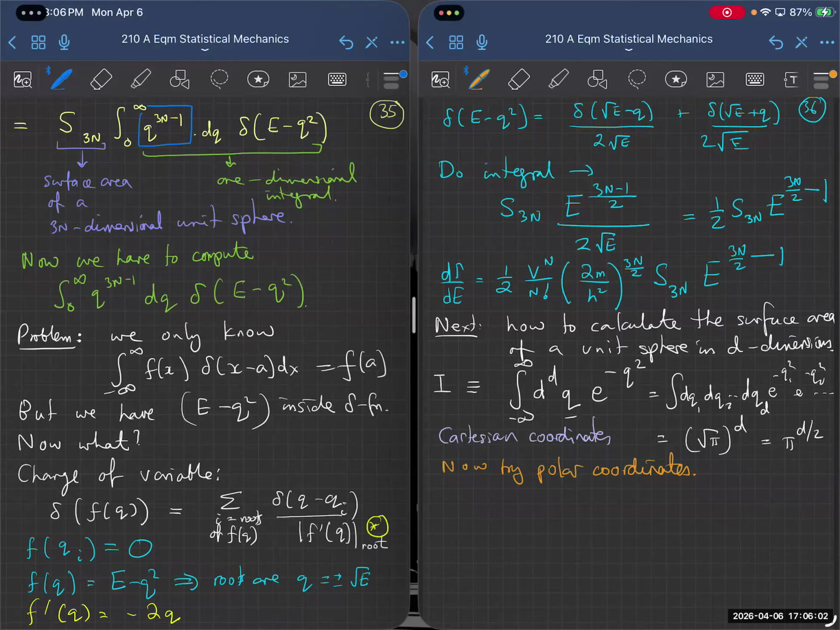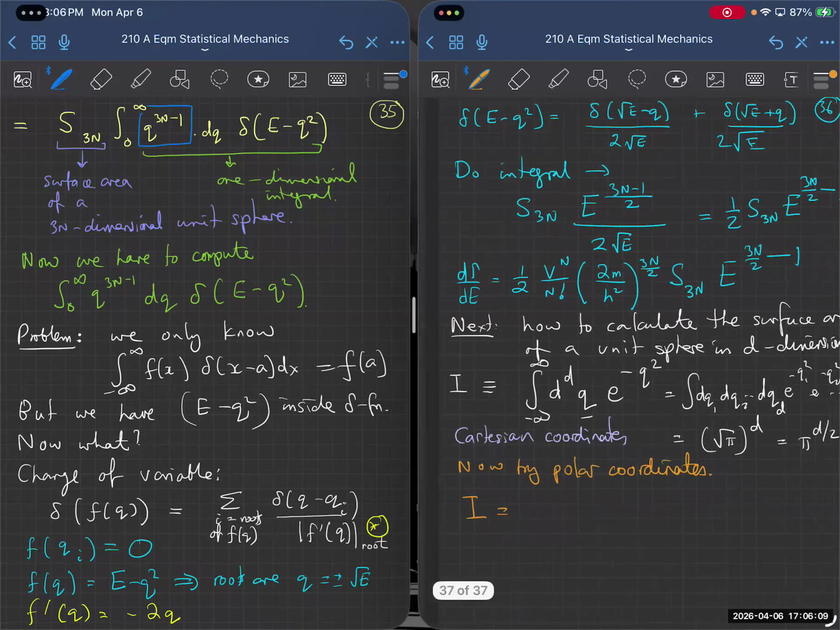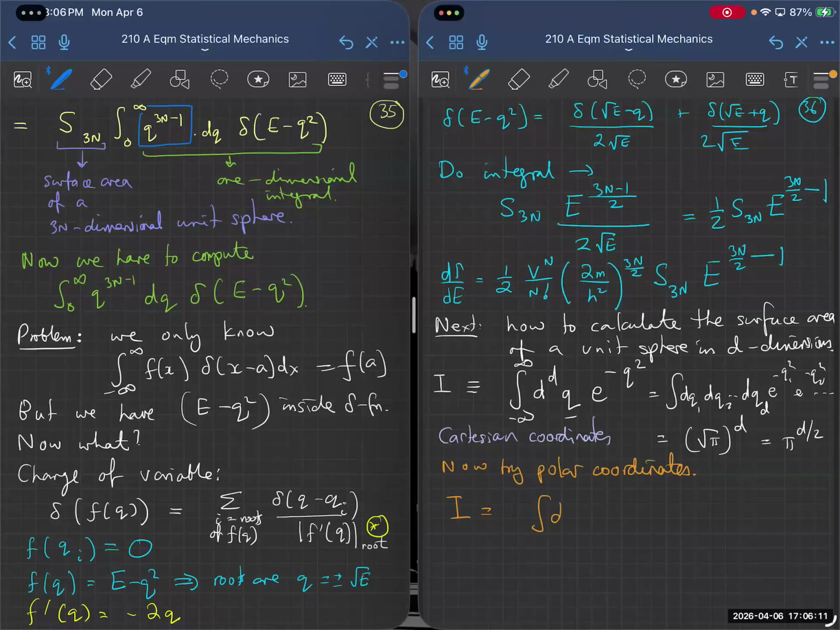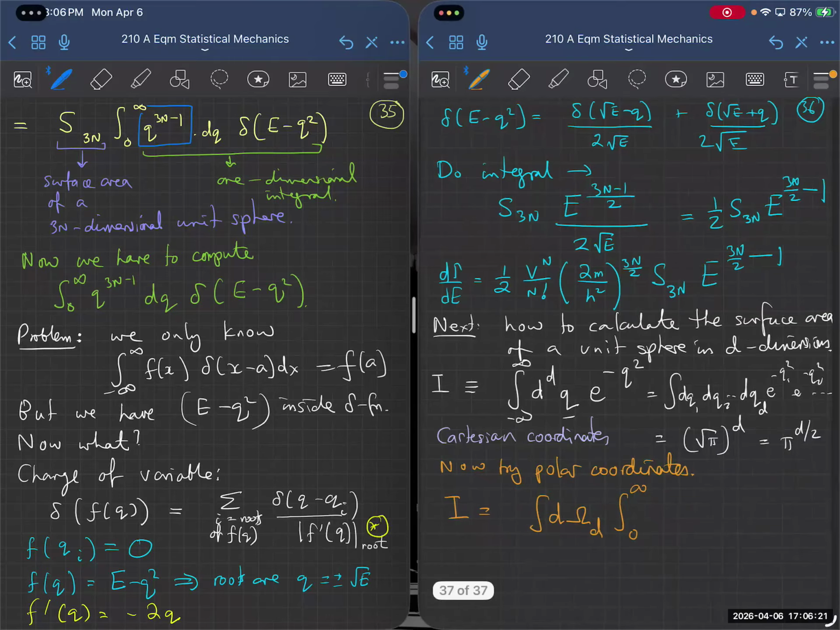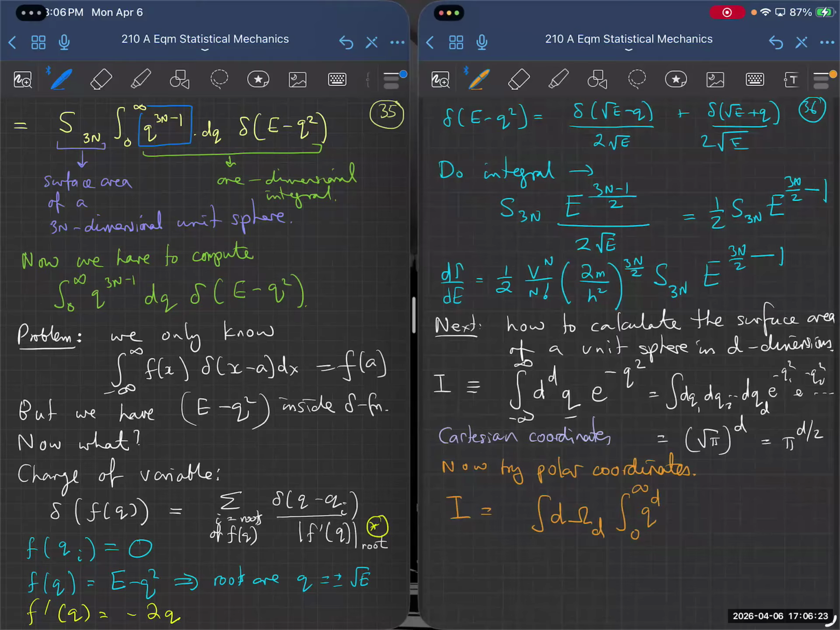Okay, so if I were to do this integral in polar coordinates, I would say, well, I'm going to go into polar coordinates. So it's going to be the integral over solid angle in d dimensions. Then there's going to be the integral over the radial coordinate, 0 to infinity, q to the power d minus 1 dq. And the thing I'm trying to integrate is e to the minus q squared, which just depends on the radial coordinate.